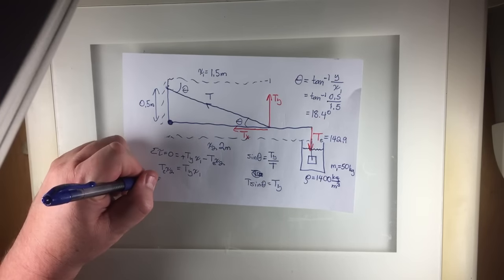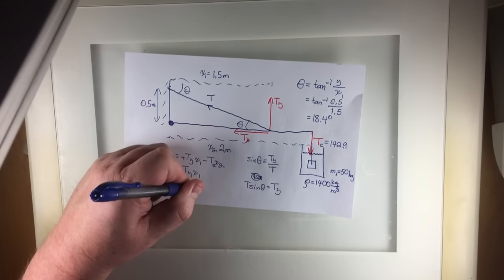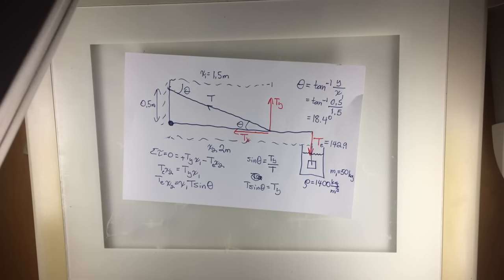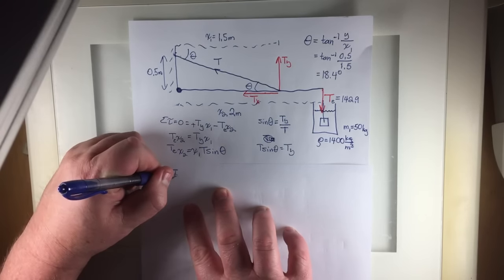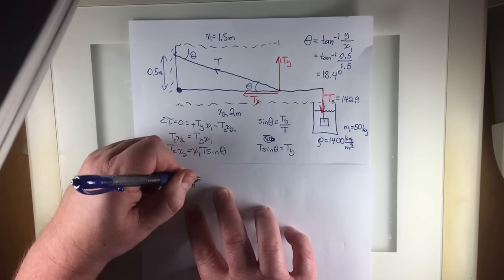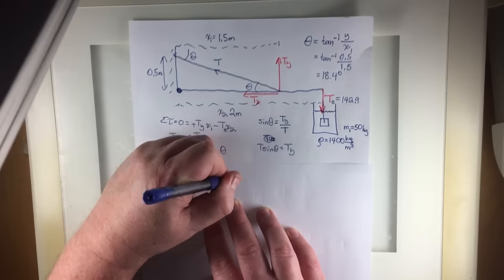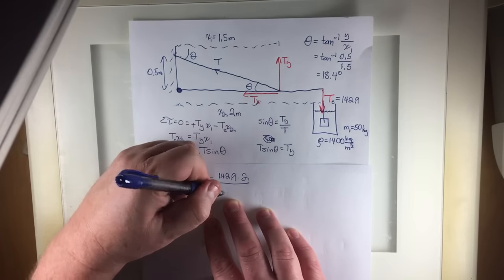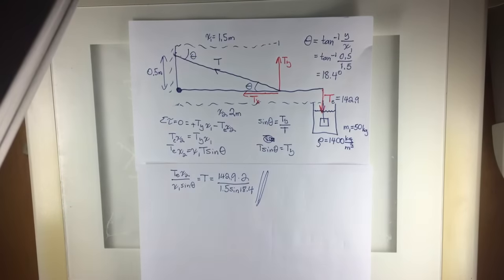Substitute that into here. T of the end x2 equals x1 T sine theta. So now T of the end, 142.9, x2 is 2, x1 is 1.5, sine 18.4. And that's it.